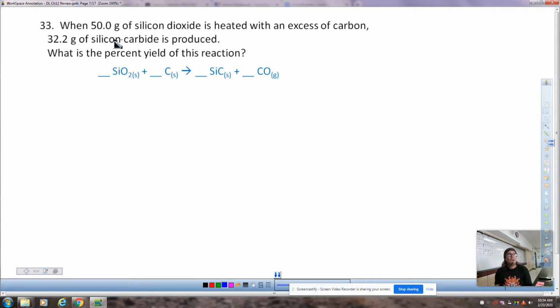Nope, we have one more. Silicon dioxide, we have 50 grams of it. Reacts with excess carbon to produce 32.2 grams of silicon carbide.